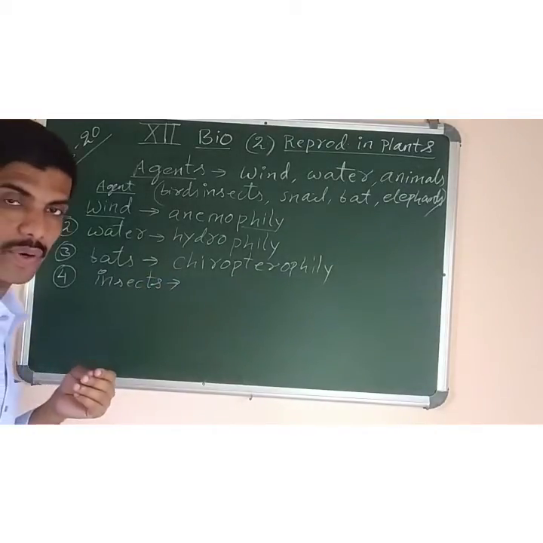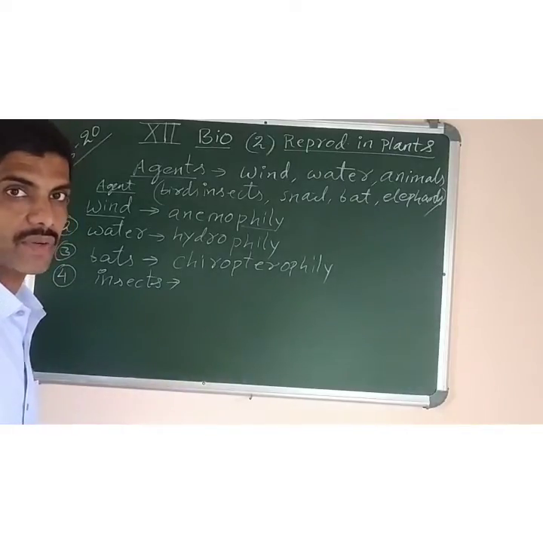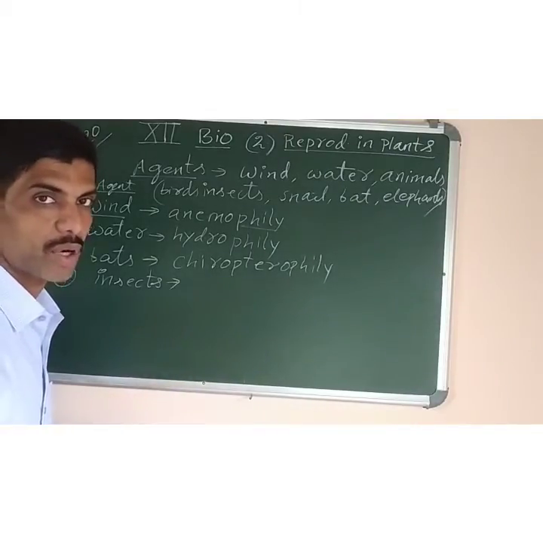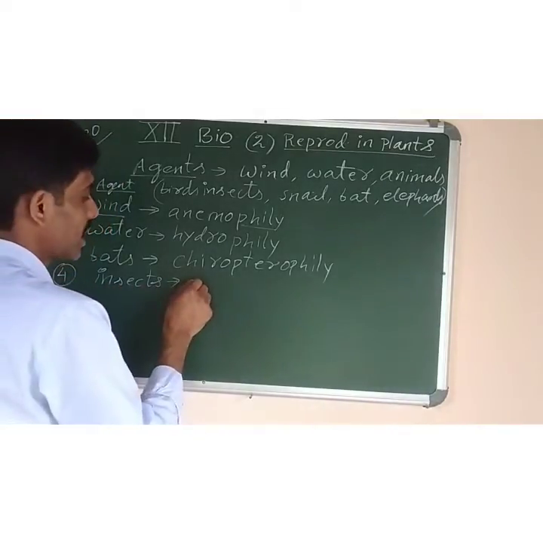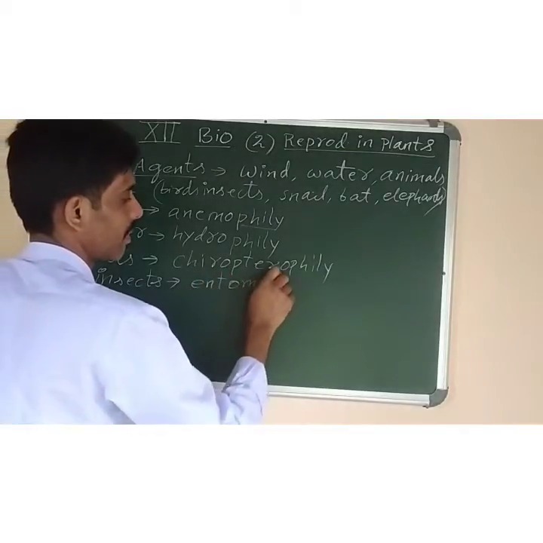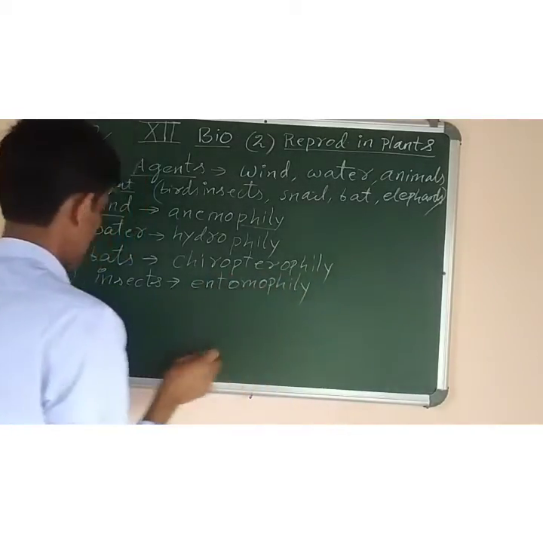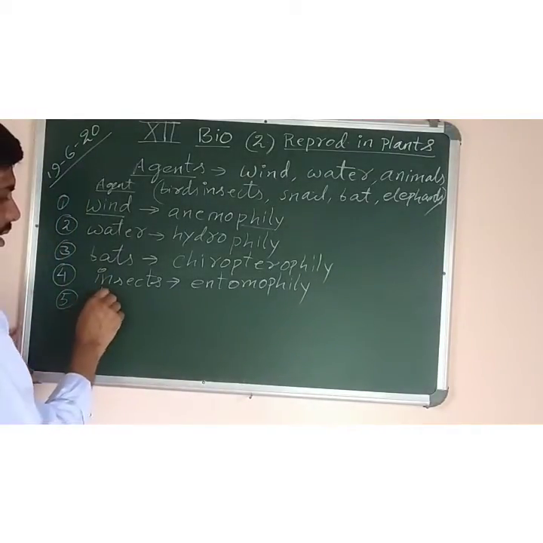Then the fourth one is pollination by insects. Honeybees and other insects visit the flower in search of nectar to get their food, and during this process, when they visit different flowers, they transfer the pollen grains and bring about pollination. This type of pollination which is done by insects is called entomophily. Entomophily.